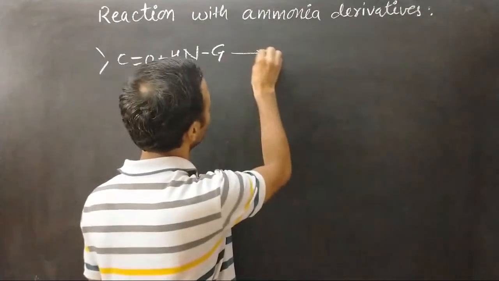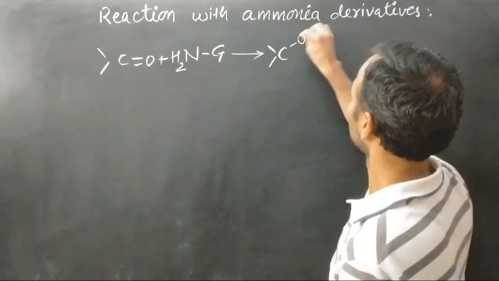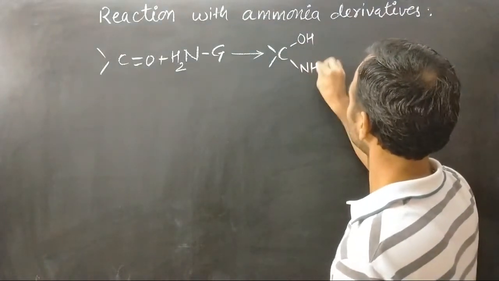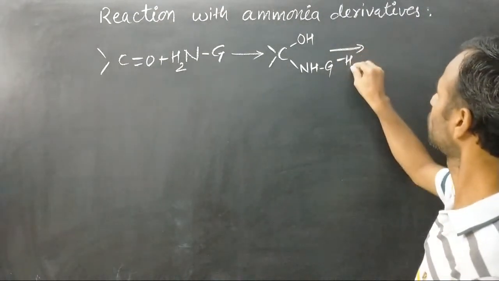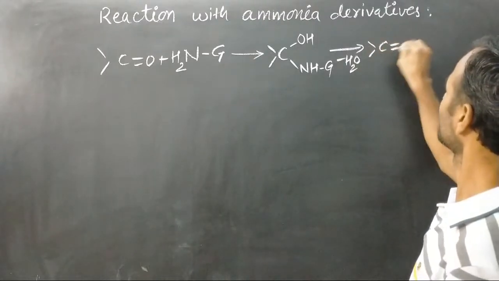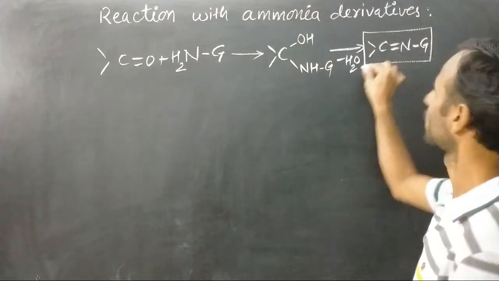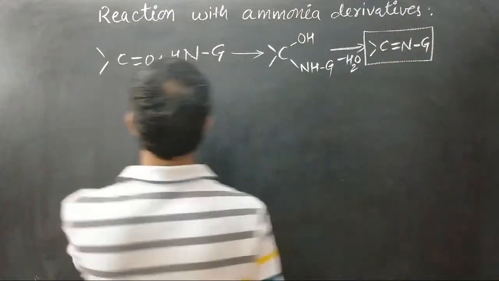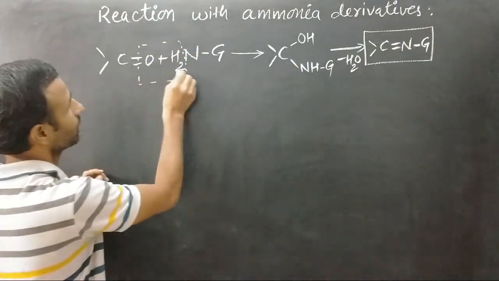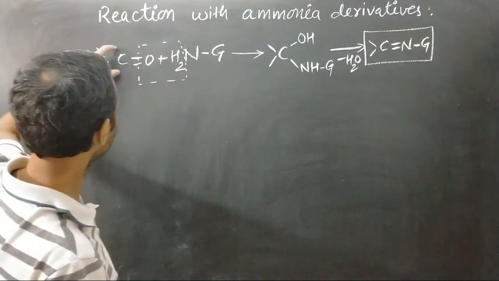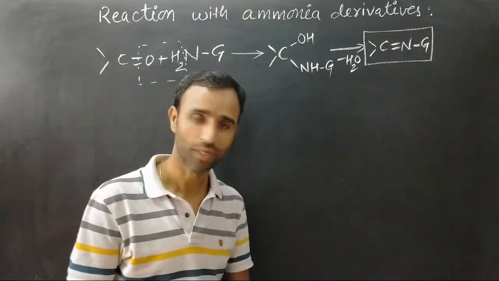So first we get OH and NHG, and then water is removed, and ultimately we get C double bond NG. So this is the product formed. We can write it like this: H2O is removed and we get C double bond NG at the end.